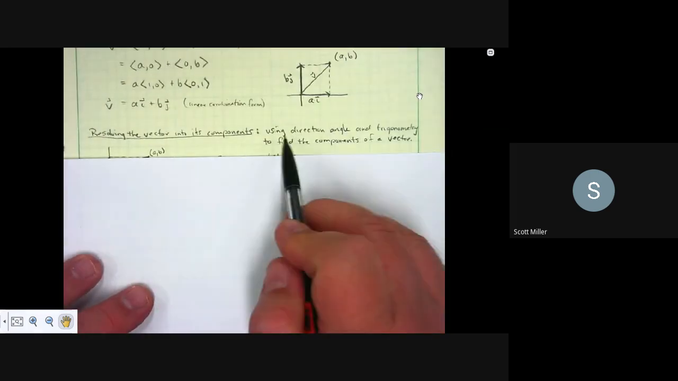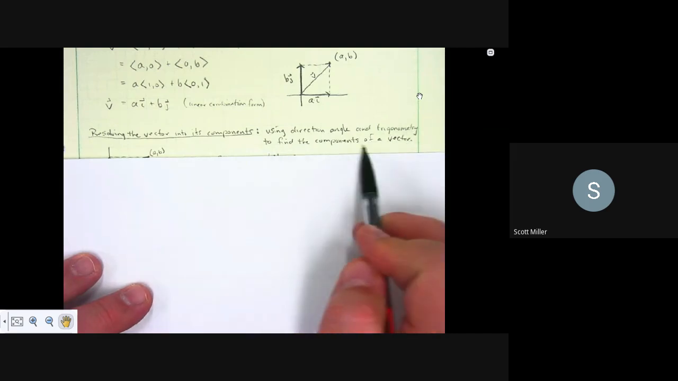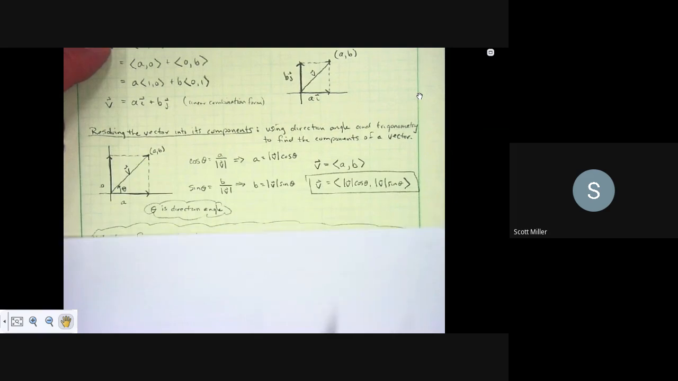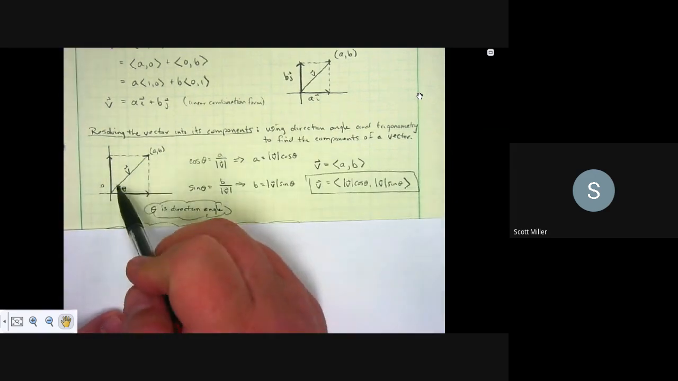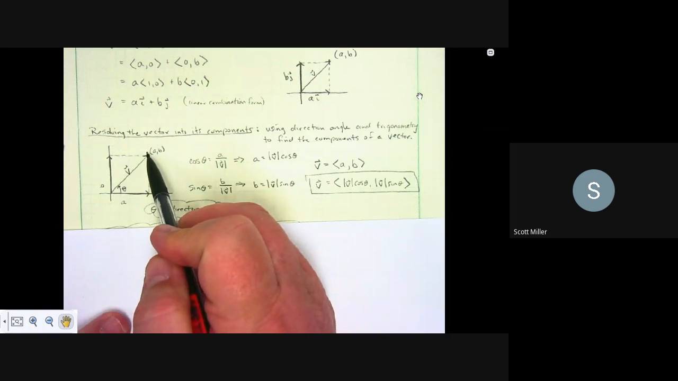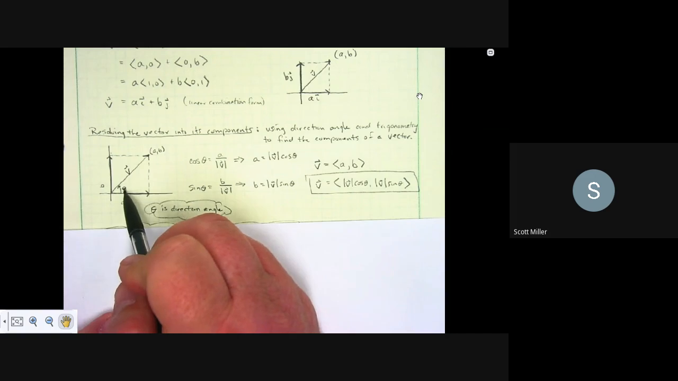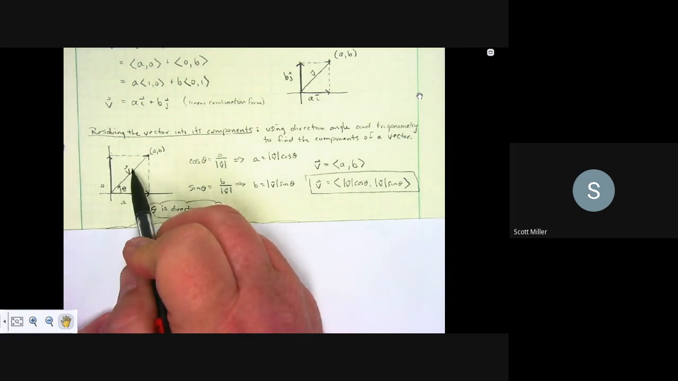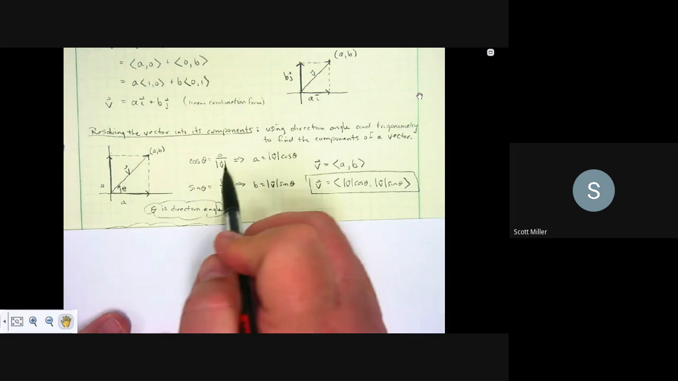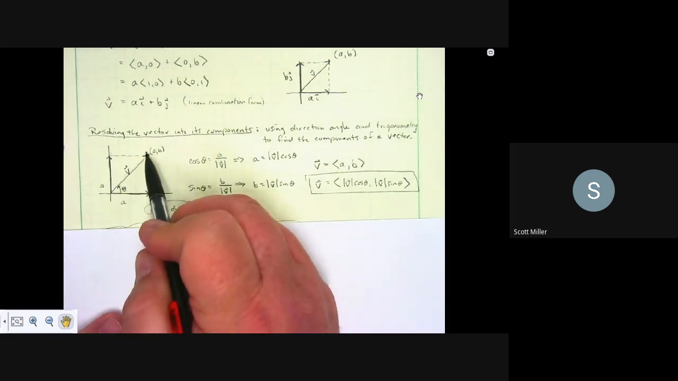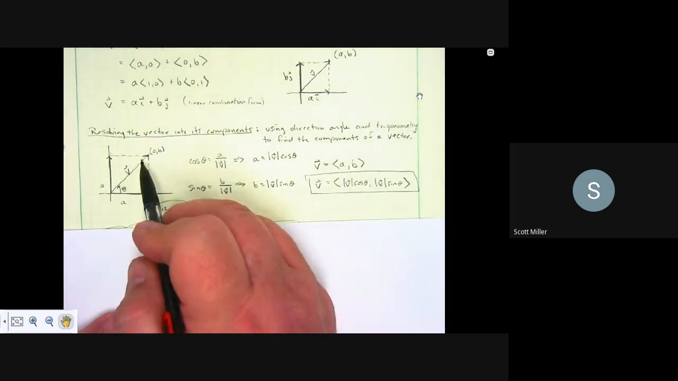Resolving the vector into its components basically means using the direction angle and trigonometry to find the components of a vector. So how does that work? Here's vector V. This is the length. Here's the direction angle. Using trigonometry, the cosine of this angle is adjacent over hypotenuse. The hypotenuse would be the magnitude of this vector, because vector V is the name of the object. Its magnitude is its length.